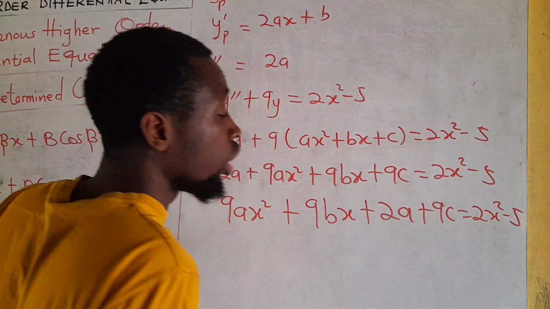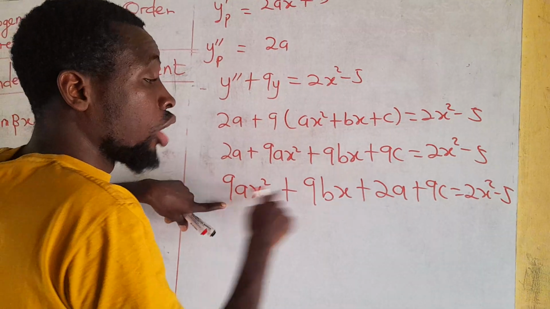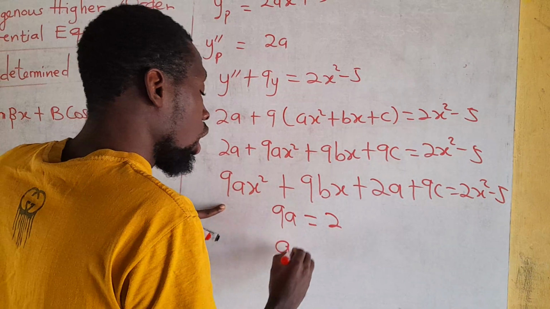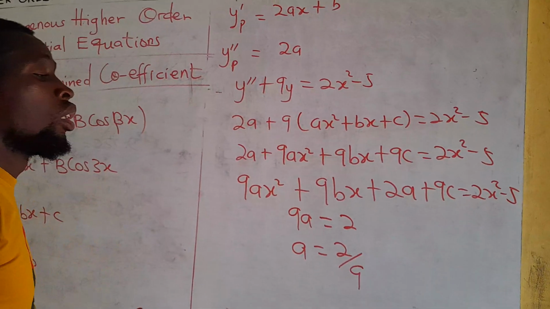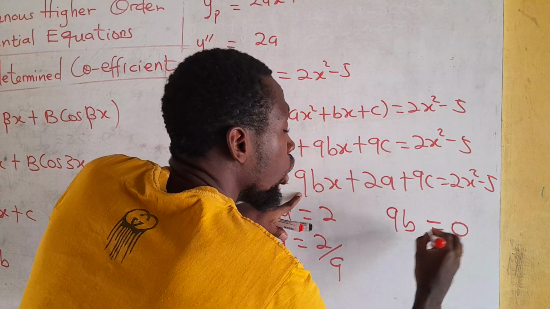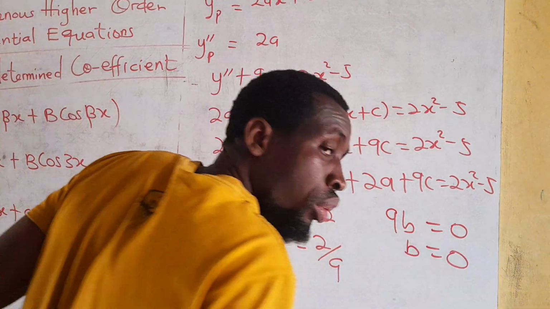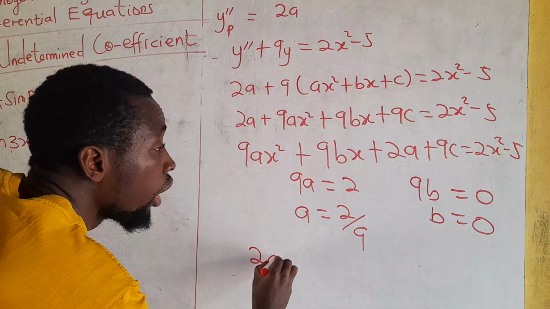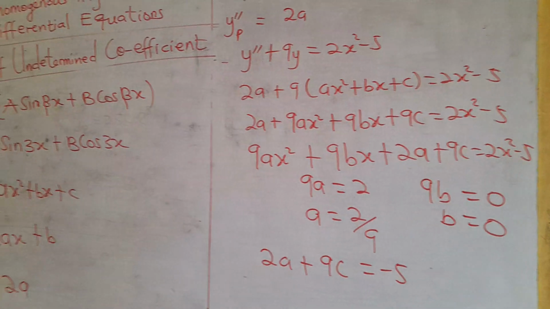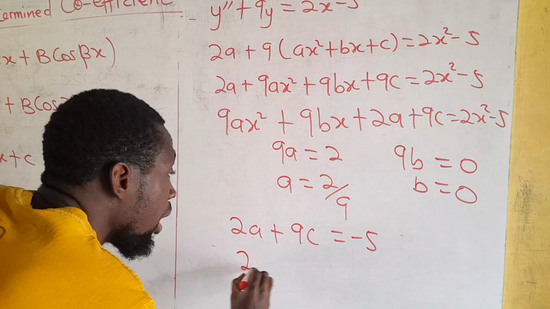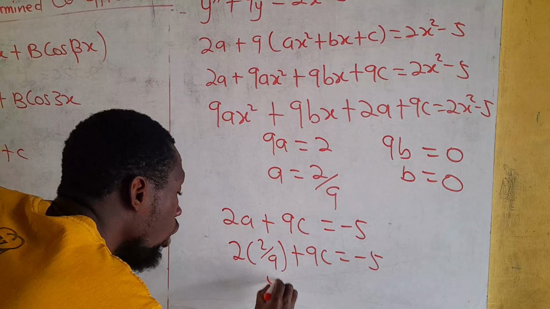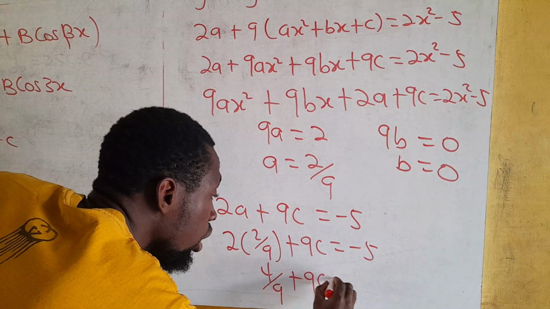Method of undetermined coefficients. We equate coefficients. So the coefficient of the squared terms, our 9a will be equal to 2. a will just be equal to 2/9. Remember, our 9b, we don't have an x term, that means it's 0. Therefore, b is equal to 0. Then we can say 2a + 9c is equal to −5. What is a? Remember, a is 2/9. So 4/9 + 9c = −5.